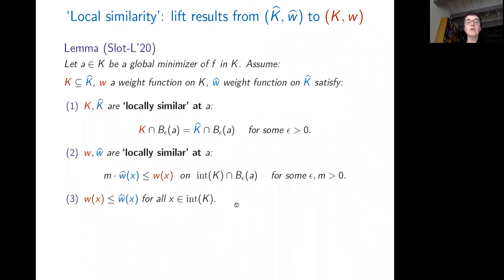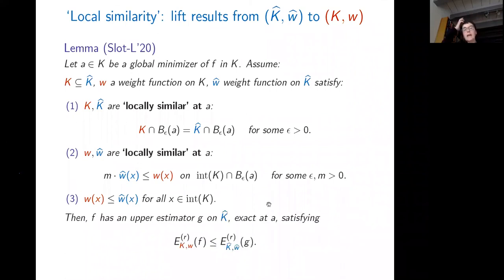And if these technical conditions hold, then we can claim that F has an upper estimator G on K hat, which is exact at the point A, which means that both have the same global minimizer at A. And the error for the new pair is upper bounded by the error at the old pair, K hat, W hat. So this is the error which we understand. So if we have this assumption satisfied, then we can also understand the new pair K, W.